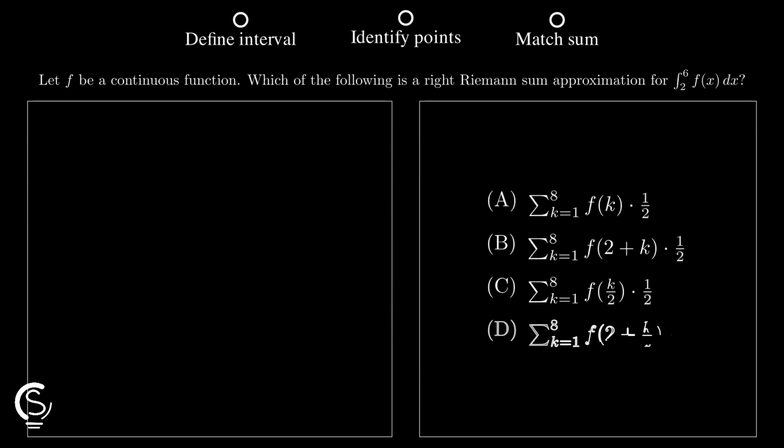First, find the width of each subinterval. With 8 intervals over the range from 2 to 6, the width is the total length divided by 8, which equals 1/2. Boom!